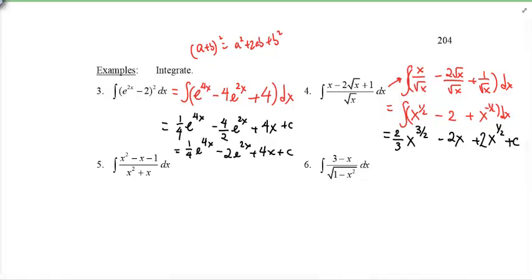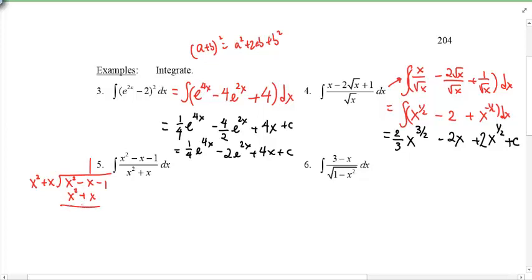Now notice for number 5, we have the degree of the numerator equaling the degree of the denominator. So let us go ahead and do some long division this time. x squared goes into x squared how many times? You bet, 1 time. 1 times x squared plus x just gives us x squared plus x. We'll subtract to give you negative 2x minus 1. And that is my remainder. So this just becomes the integral of 1 plus negative 2x minus 1 all over x squared plus x dx.